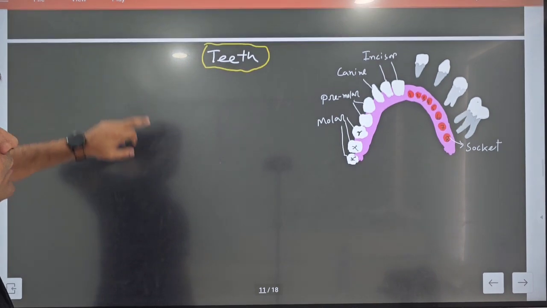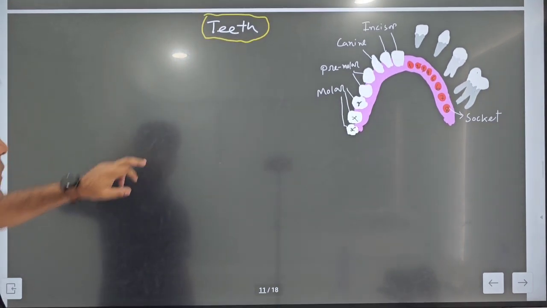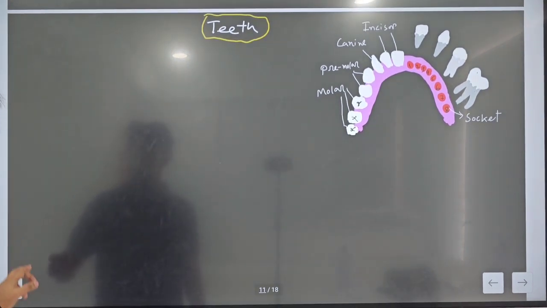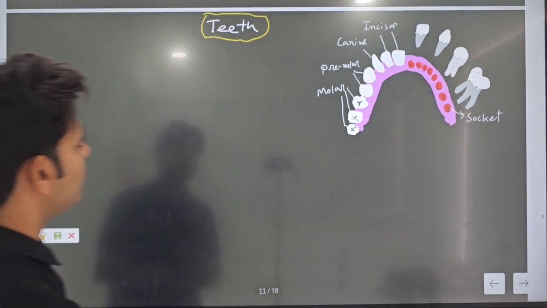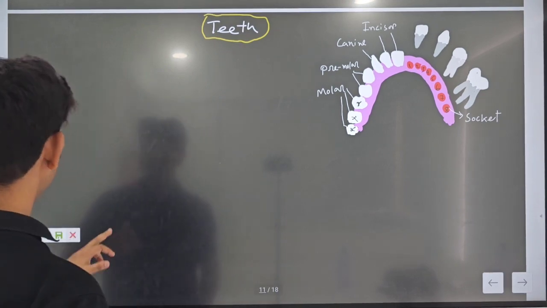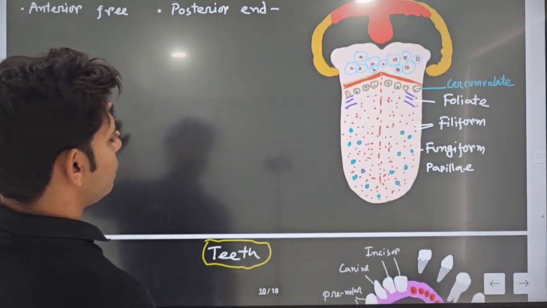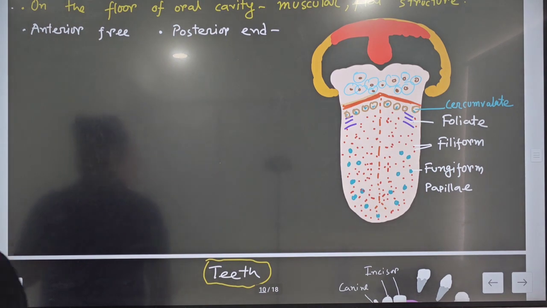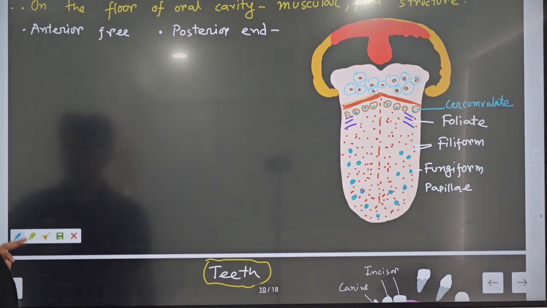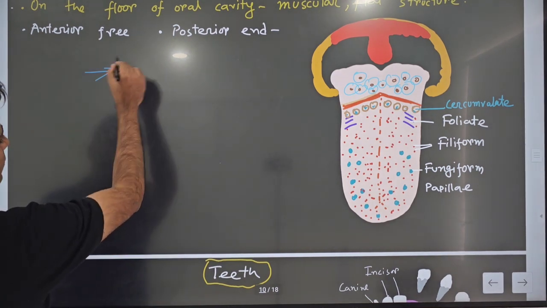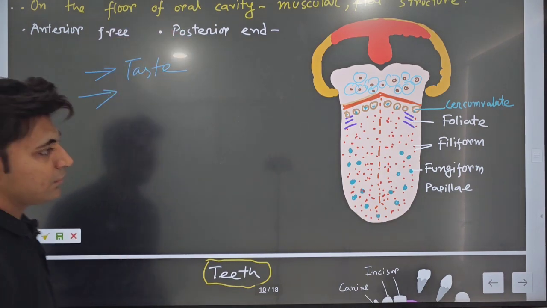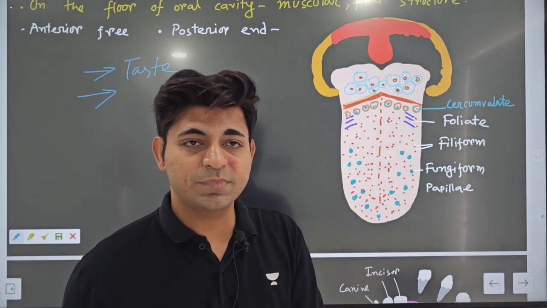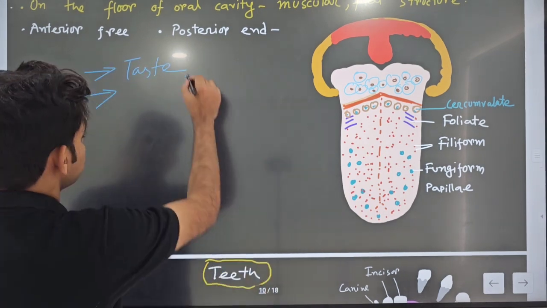Now when we talk about the tongue, we must also talk about our teeth. What is the basic information about our teeth? But first, one more important thing about our tongue: what are the functions of our tongue? Taste buds. Gustatory receptors are present on our tongue.